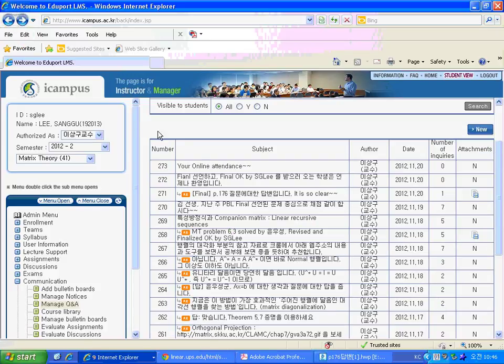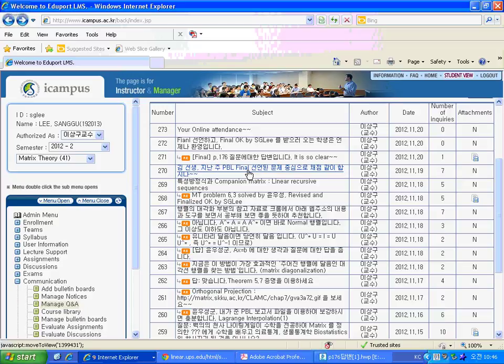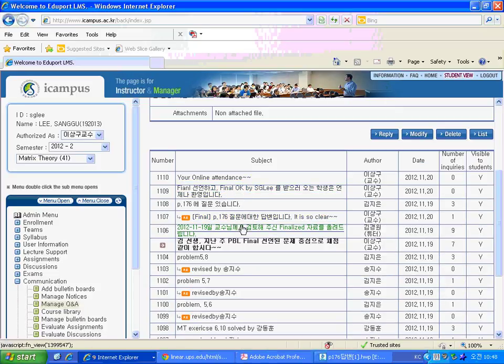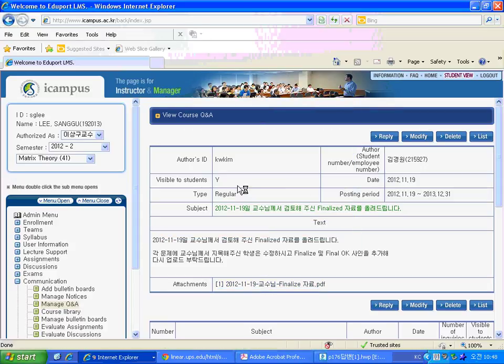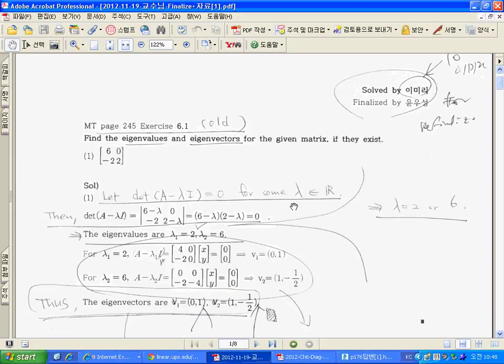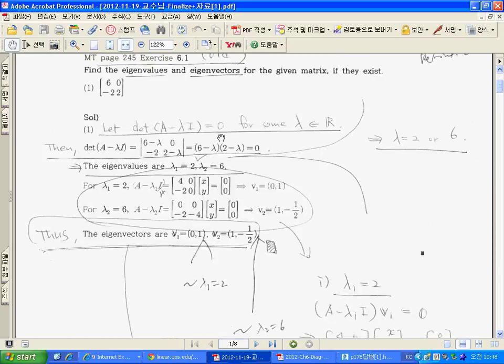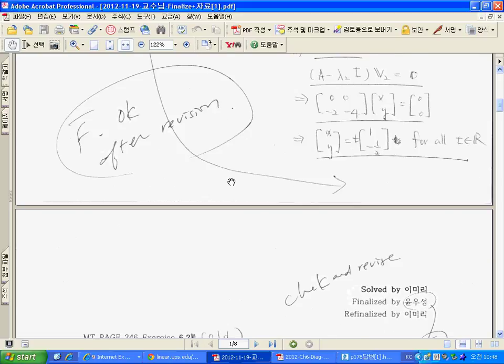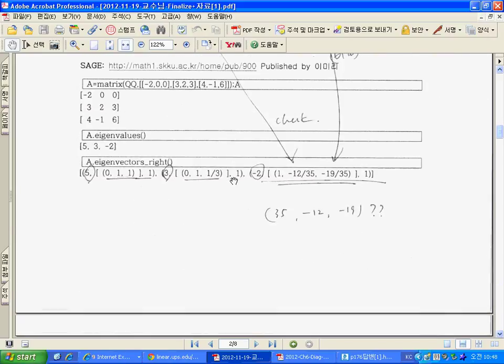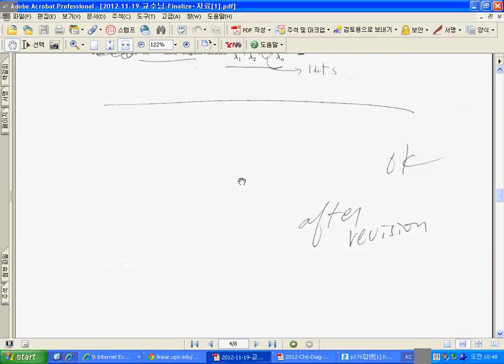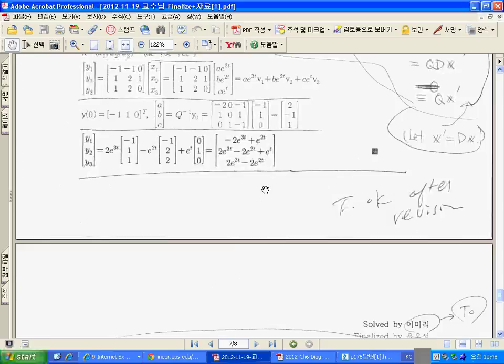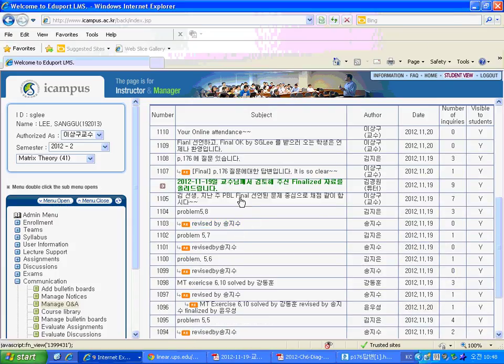What else? Okay, I have distributed the problems that I have given to you here. That's the file of this one. These are the problems that you have solved and revised and finalized. I have graded them, and you're supposed to revise them before you get the permission from me to finalize them. So you just follow it and finish the problems like this. These are the problems that I have handed out to you.